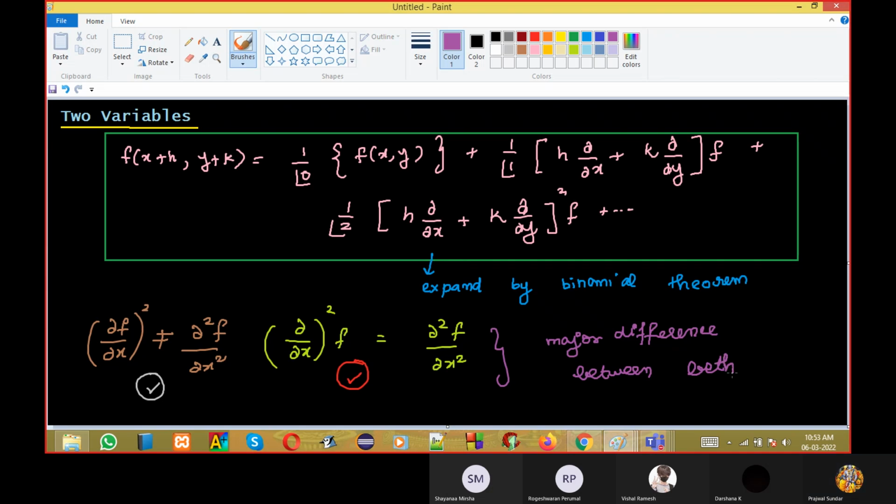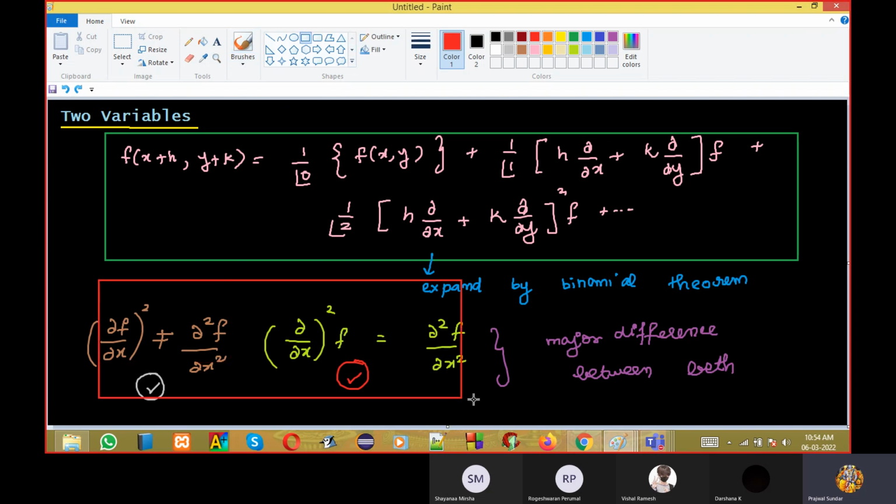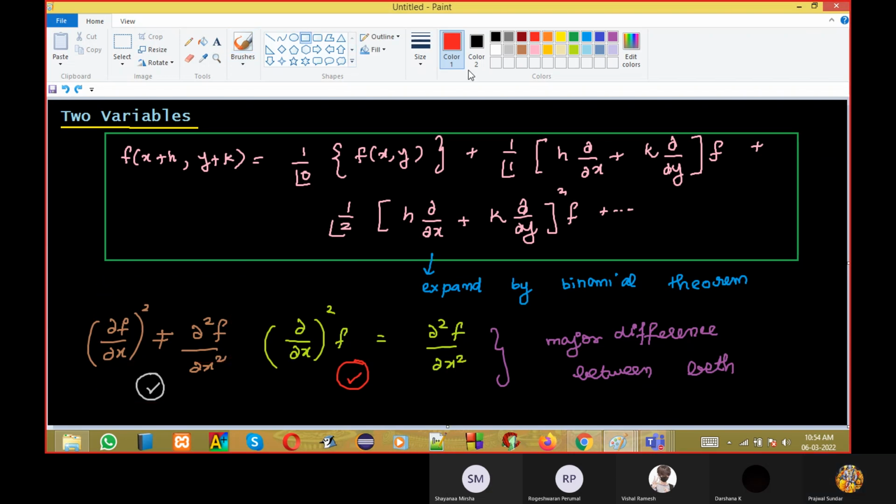Understood? This is dou f by dou x whole squared. This is dou by dou x whole squared into f, which you can square as an operator. This confusion I had too. After learning this, I understood that there's a difference between both. So is it clear? So this you can expand using binomial theorem. I'll do the question which ma'am did in the sheet itself, and I'll show. Can I proceed? Please tell me, this is a very important part. That's why I'm asking. Do you understand the difference between the two? Understood.